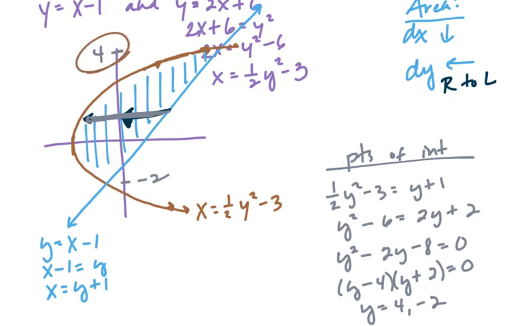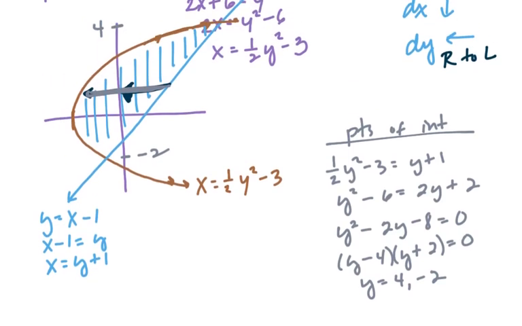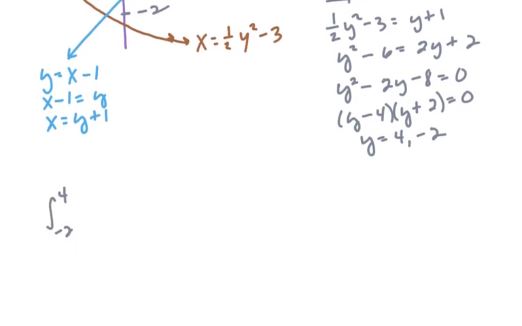So our bounds are 4 and negative 2, just like here. And then we're going to work the blue minus the brown equation. So our bounds are negative 2 to 4. If I could zoom it so you could see it all, I would, but I don't have that capability in this program.